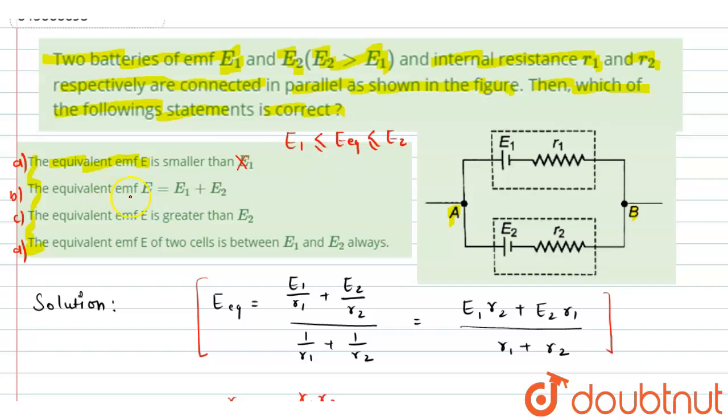The option that says equivalent EMF E equals E1 plus E2 is also not the case. E greater than E2 is not the case either. The equivalent EMF E of the two cells lies between E1 and E2 always. So option D is the correct answer.